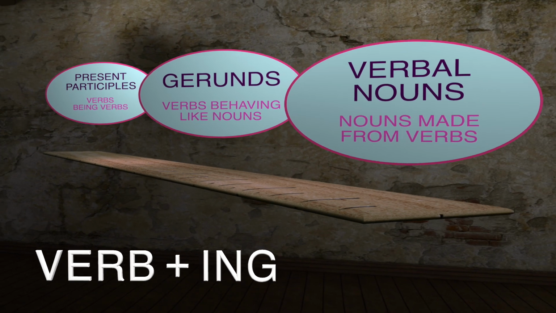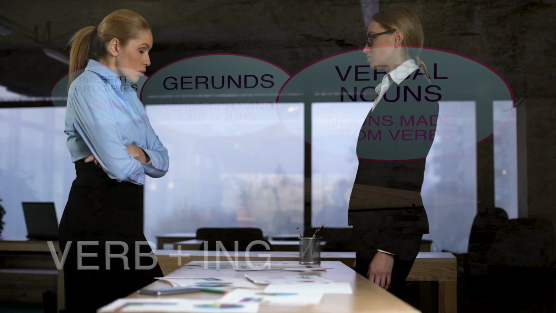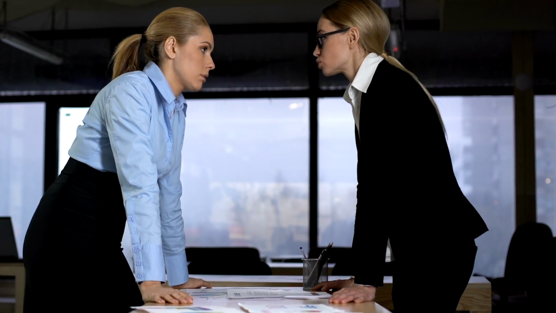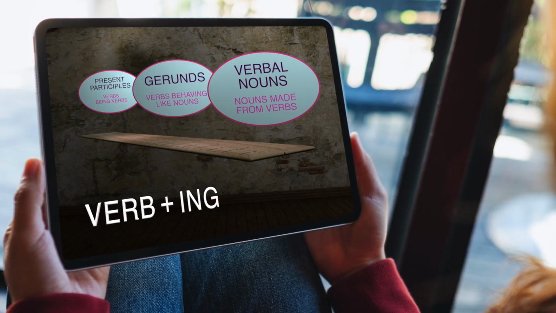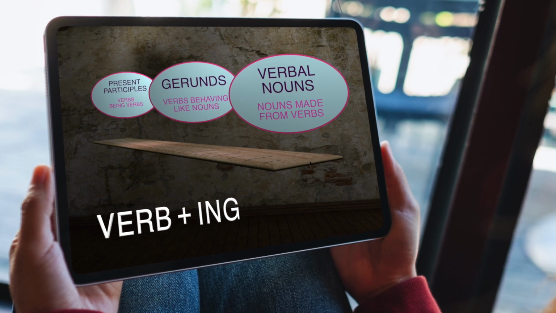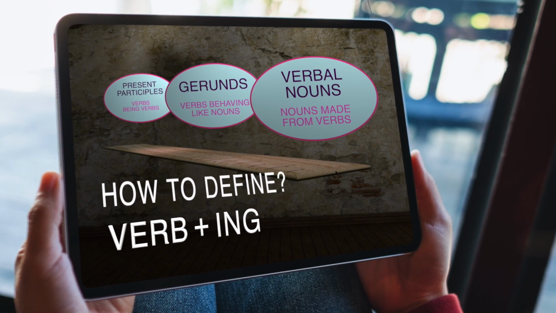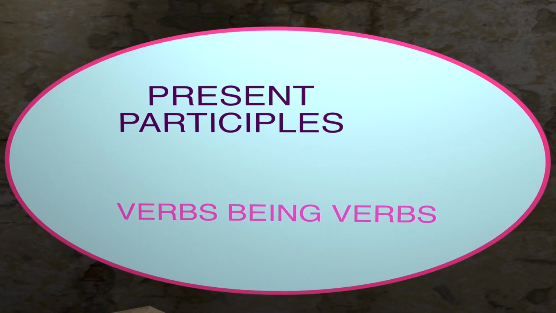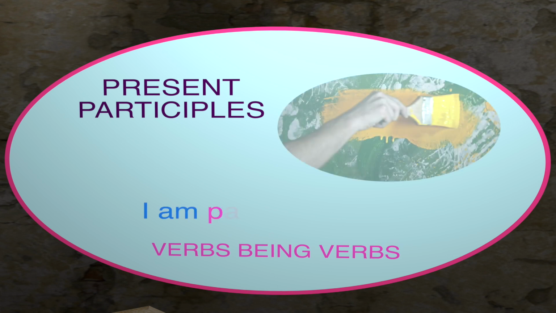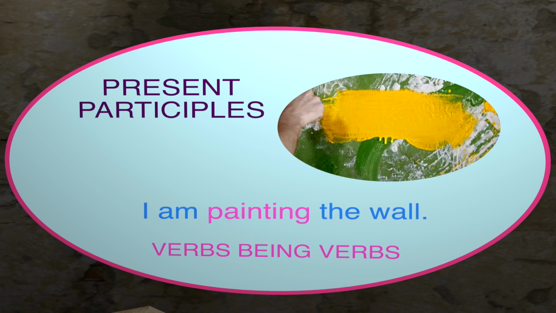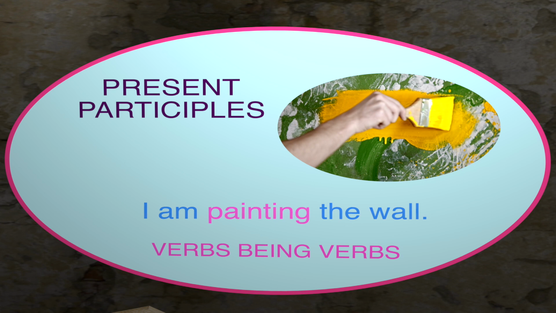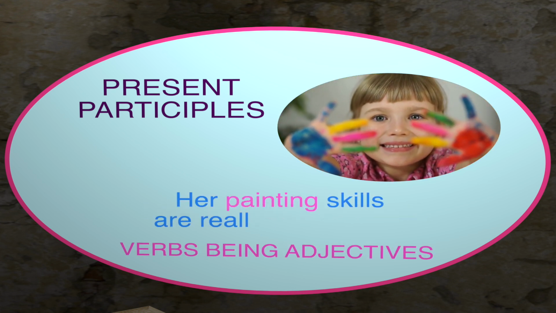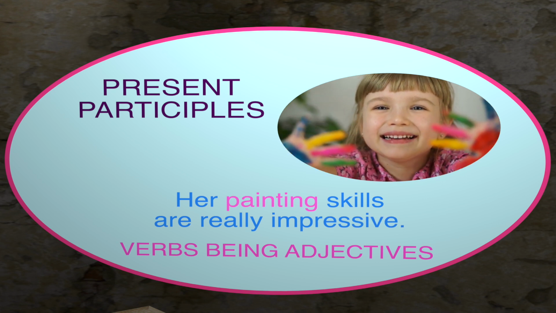There is a lot of confusing and not very helpful debate about what the difference is between gerunds and verbal nouns, so to try and keep it simple and practical for you, we'll use the following ways of defining these terms. A present participle is used when the verb is just being itself as a verb. I am painting the wall. Participles can also be used as adjectives to describe something. Her painting skills are really impressive.